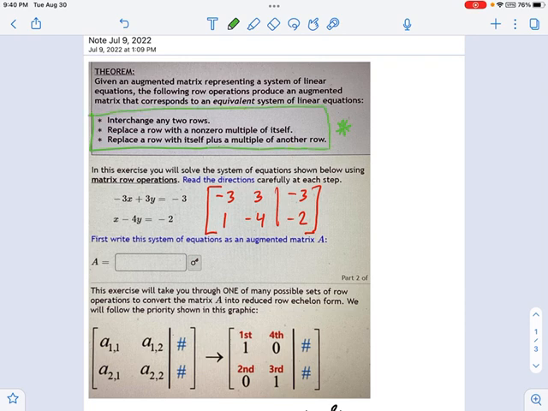I can switch any two rows. I can replace a row with a multiple of itself, as long as the multiple is not 0. And I can replace a row with itself plus a multiple of another row. Okay? So, let's go about doing that.